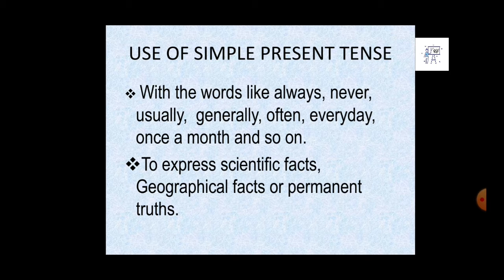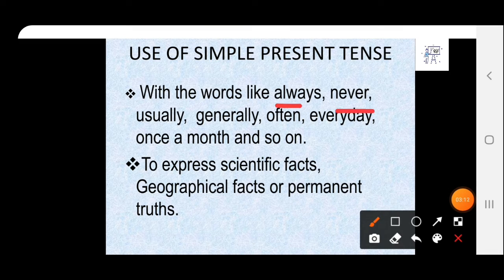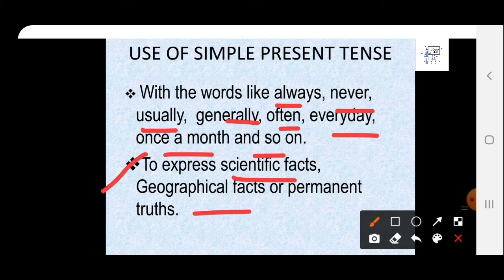with words like always, never, usually, generally, often, every day, once a month and so on. With these words, we use only simple present tense, or you can say basically when these words are used in a sentence, simple present tense is used. Fine. In the same way, simple present tense is used to express scientific facts, geographical facts or permanent truth.